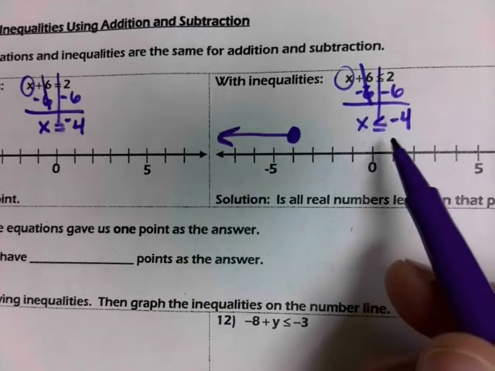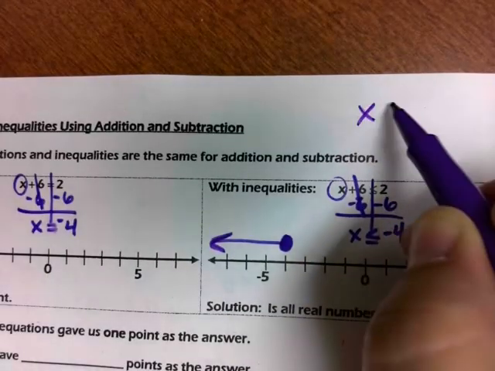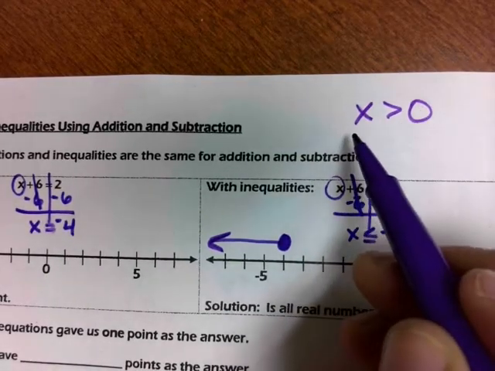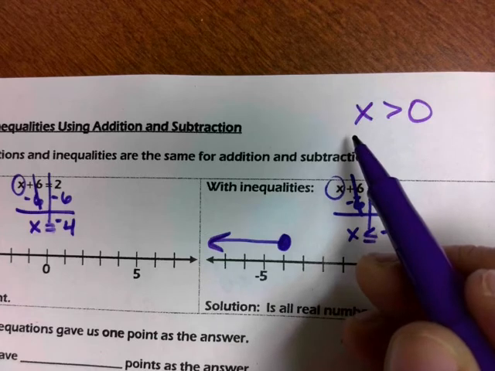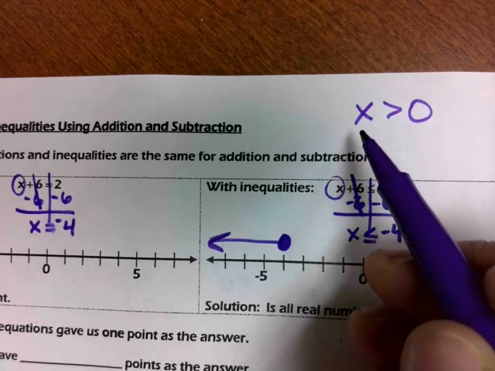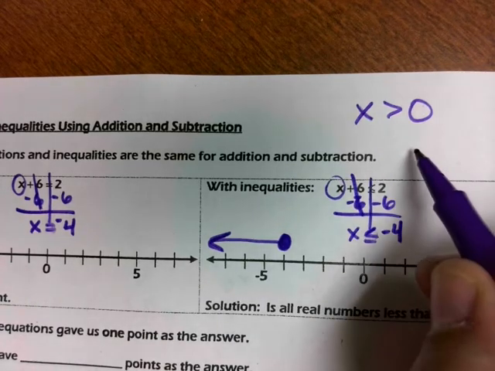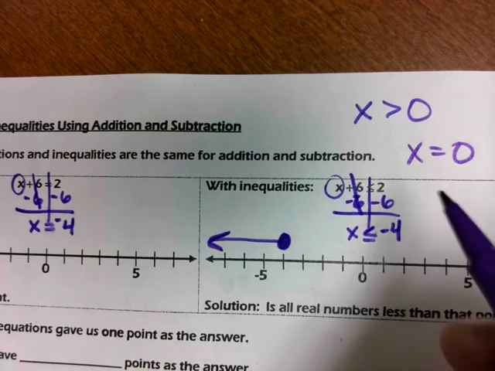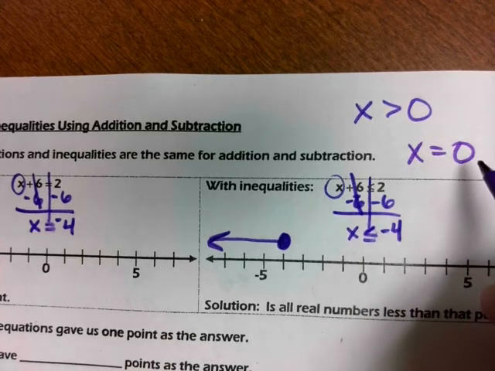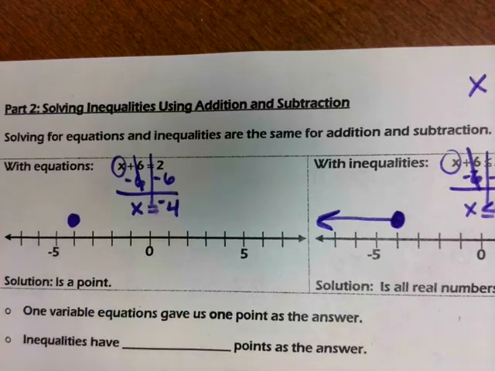Because an inequality can have multiple solutions. If I have the inequality x is greater than 0, x could be 1, 2, 3, 4, 5, 6, and so on and so on and so on. It can be anything that is greater than the number 0. So there's a lot of solutions. If I had an equation, x equals 0, there's only one solution. X has to equal the number 0. That's why we only put a dot and we don't put an arrow with an equation.